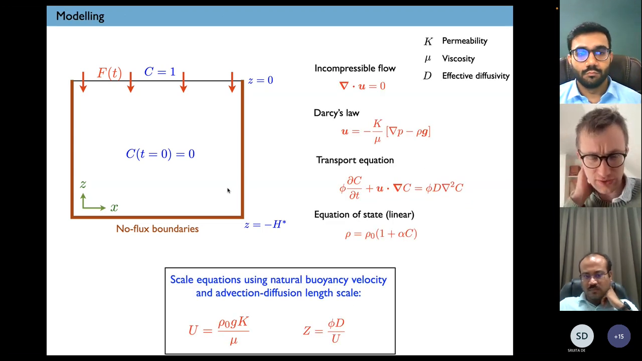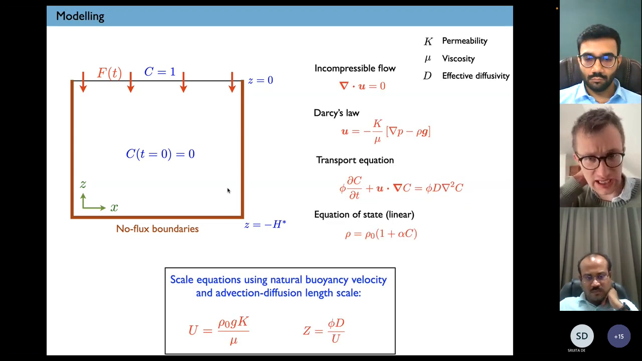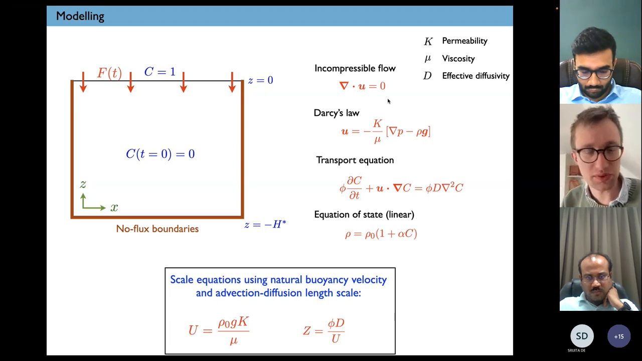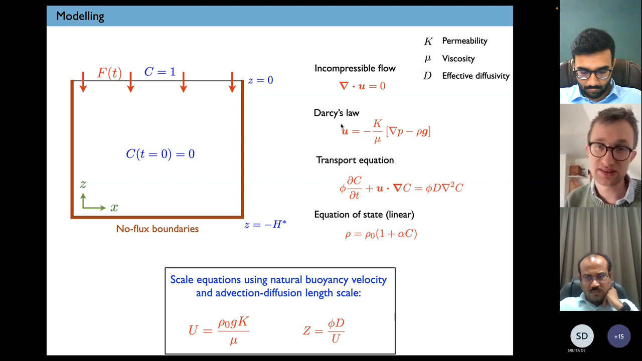Let me just quickly show you the equations. I'm not going to get sucked into the details of these, but it's important that you're on the same page with what I'm actually modeling. So we're going to take incompressible flow. U here is the Darcy velocity. As has been mentioned in previous talks, this satisfies Darcy's law, which is just the equation for flow in a porous medium at a macroscopic scale.